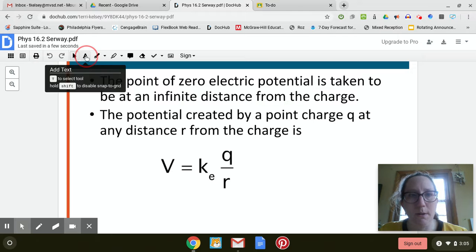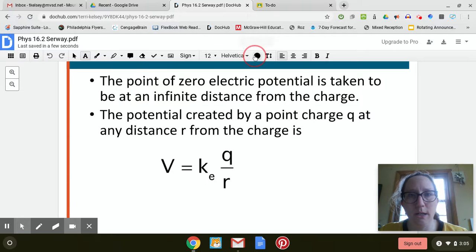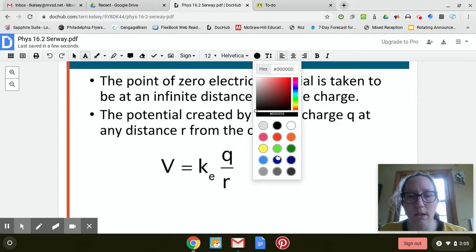And let me type, here we go. Oh my gosh, change the font color. I don't know. I guess go with red.